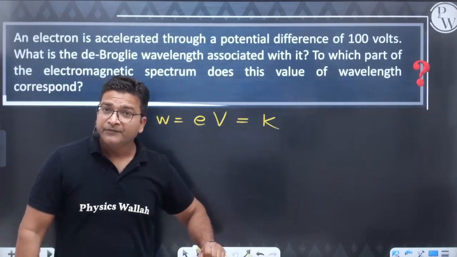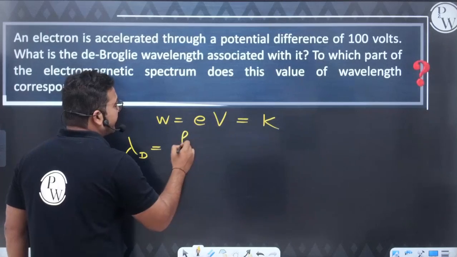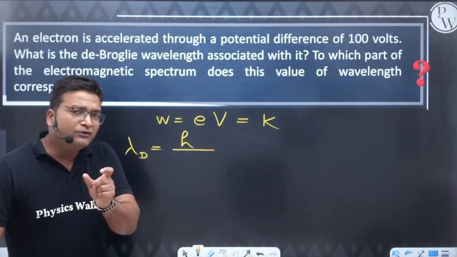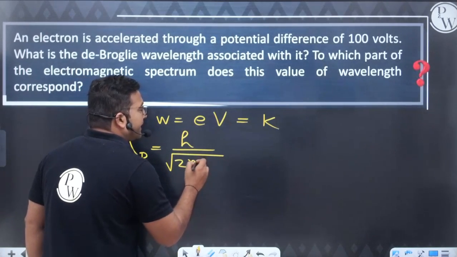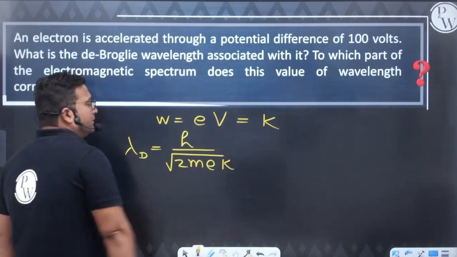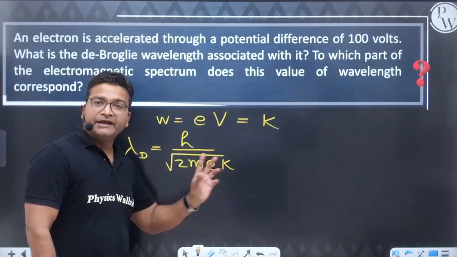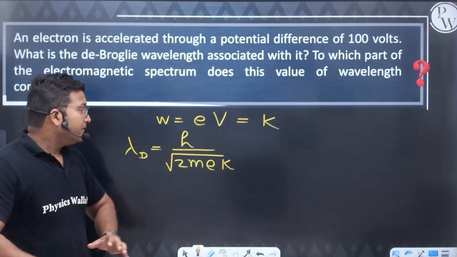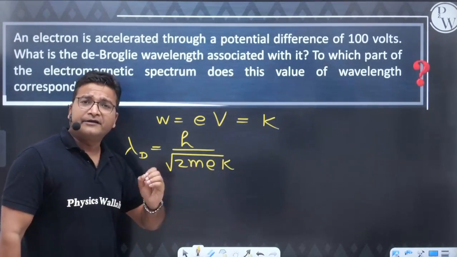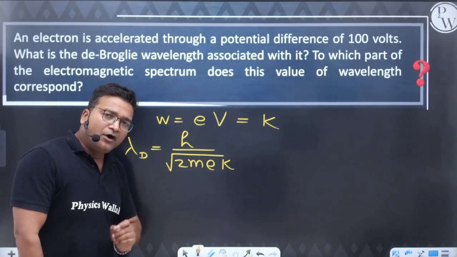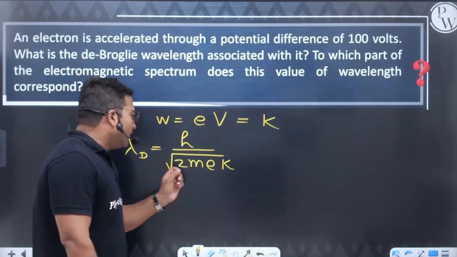Now we have the kinetic energy, and I think you remember the formula for de Broglie wavelength, which is lambda d equals h divided by momentum. If we know the kinetic energy of a particle, the momentum can be written as the square root of 2m times kinetic energy, Ek. So that is the formula for de Broglie wavelength if a particle's mass, charge and kinetic energy are known. So you can use this formula and find the de Broglie wavelength for any particle like electron, proton and alpha particle, whatever be the particle.